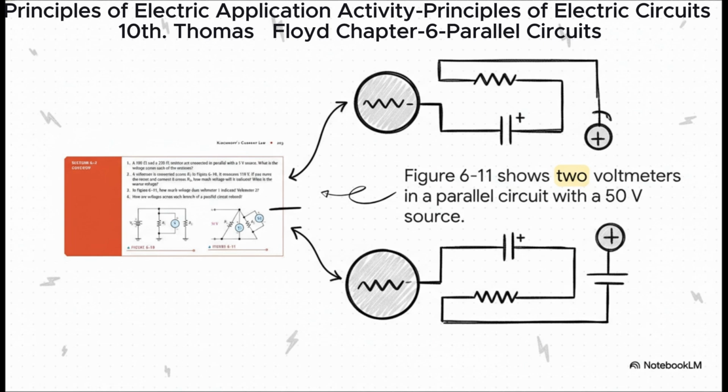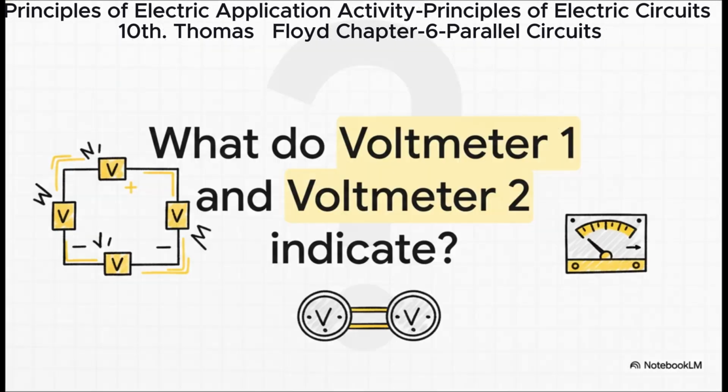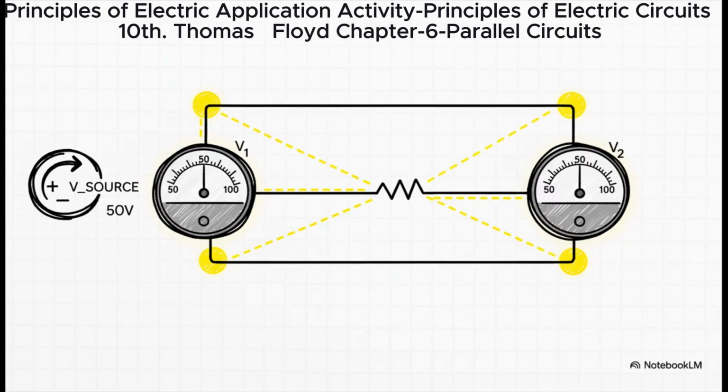Let's take a look at the circuit in Figure 6-11. This time, we've got a 50-volt source and two different voltmeters, V1 and V2, connected into the circuit. So the question is simple. What does voltmeter 1 read, and what does voltmeter 2 read? And of course, the answer is that both voltmeters are going to read 50 volts. If you trace their connection points, you'll see they are both just measuring the potential difference between the circuit's two main nodes, the same two nodes connected to that 50-volt source.